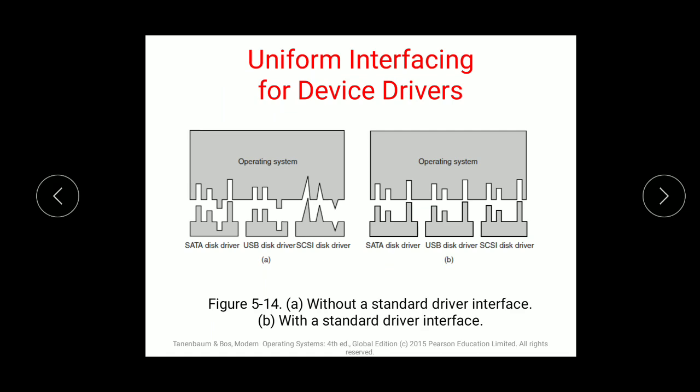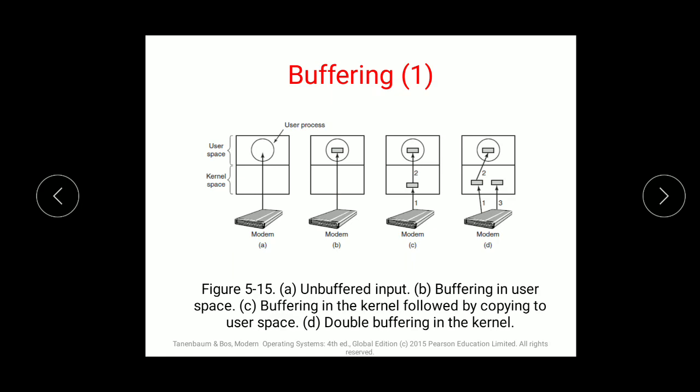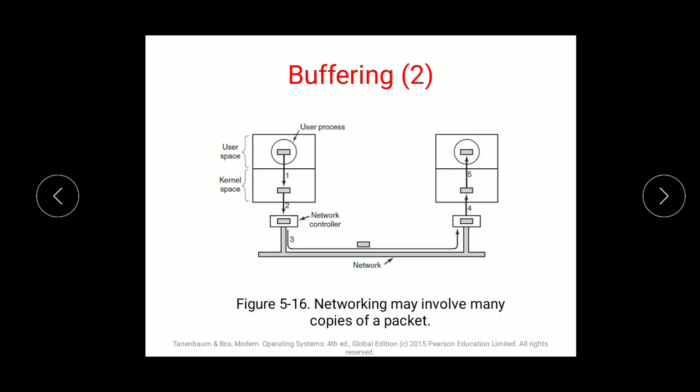Then there is uniform interfacing for devices, how it works in USB and SCSI disk drivers, how it works when you provide a proper standard, and how it works without a standard. Then there is buffering: for unbuffered input, buffering in user space, buffering in kernel space, and double buffering in kernel space. So there are types of buffering as well. Buffering over a networking process is for copying packets, that is transferring the data.